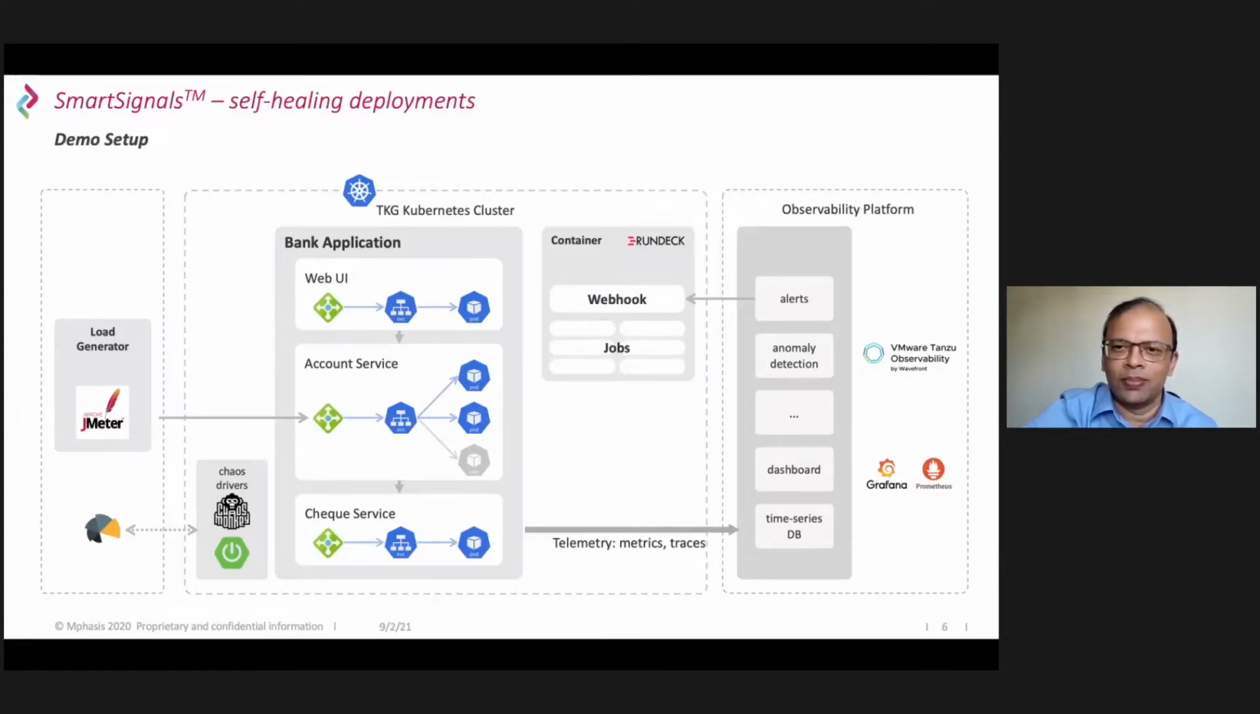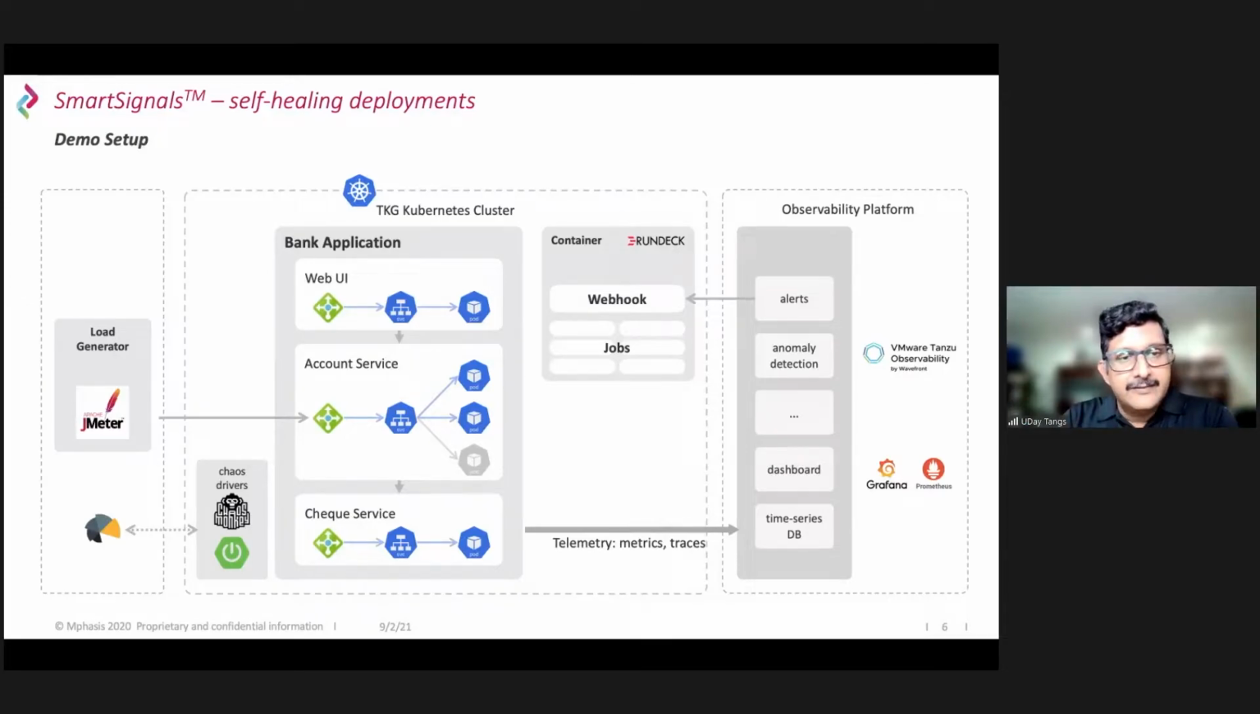Uday? Yeah, thanks, Nitin. So given what Nitin said about how the metrics need to be collected, how these metrics need to be used to understand the signals, what the system is telling us from an observability perspective, and how we make the system self-healing based on those signals, that will be the focus of the demo.